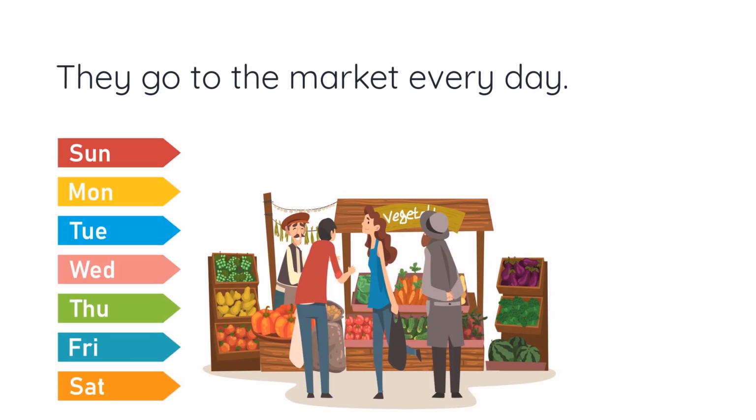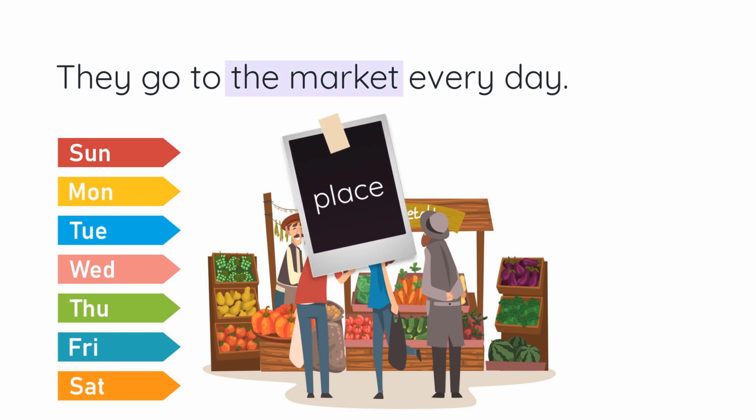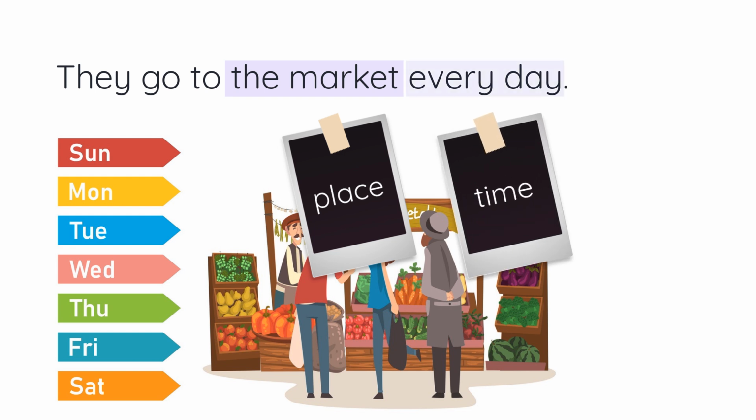They go to the market every day. What happened here? Where's the place? The market. They go to the market. And where's the time? Every day. Not they go every day to the market. They go where? To the market. When? Every day. Where and when.